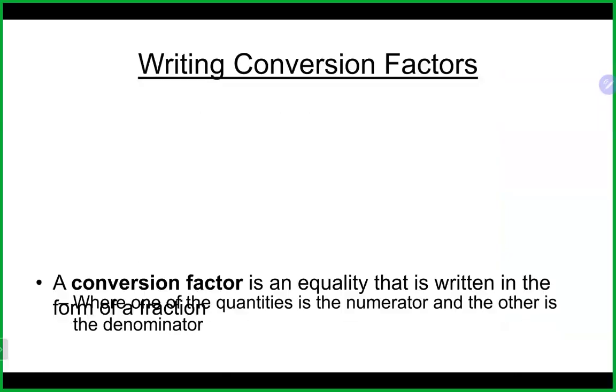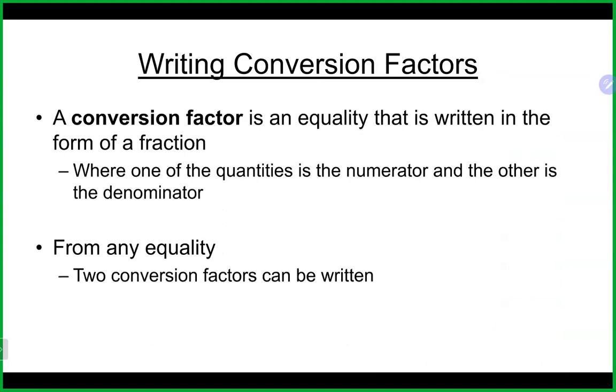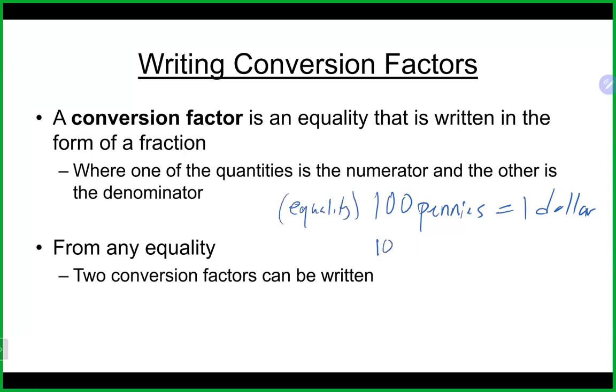Okay, so we just touched upon it a second ago, but let's talk officially about conversion factors and where they come from. They come from these equalities. And equalities, again, are basically two values on different scales, but represent the same amount of something. So once again, as I mentioned earlier, 100 pennies equals $1. That is our equality. And from any equality, we could basically get two conversion factors from it.